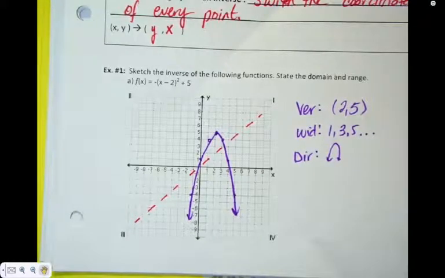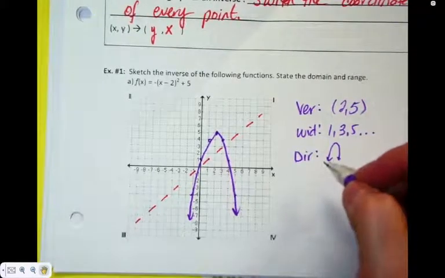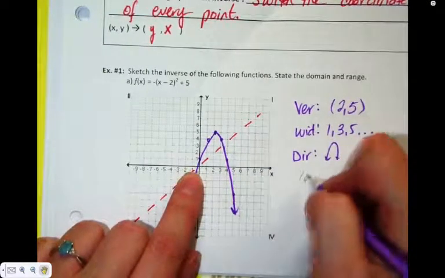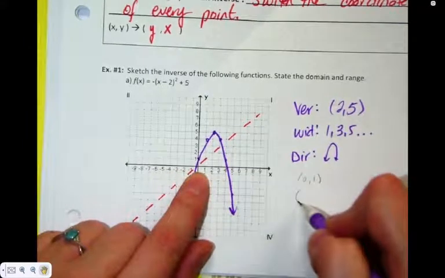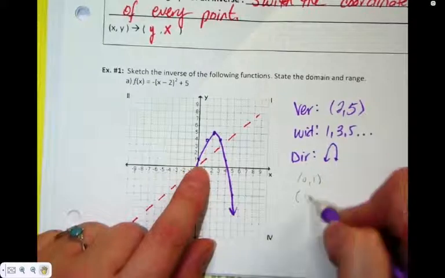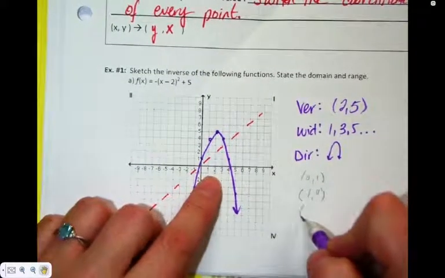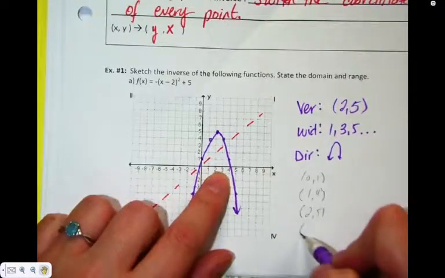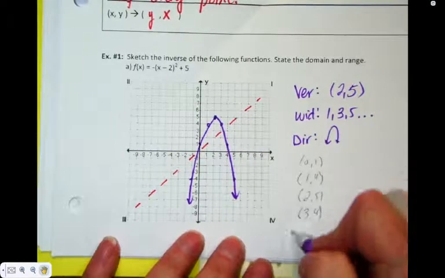All we're going to do is take our coordinates and flip them. If you wanted to be a coordinate person, I'll do that over here with you. If you're not a coordinate person, wait for me. I'm just going to pick these 5 points from left to right. So the first point we had was 0, 1. The next point we had was 1, 4. The third point, which is our vertex, 2, 5. The fourth point, and the last point.